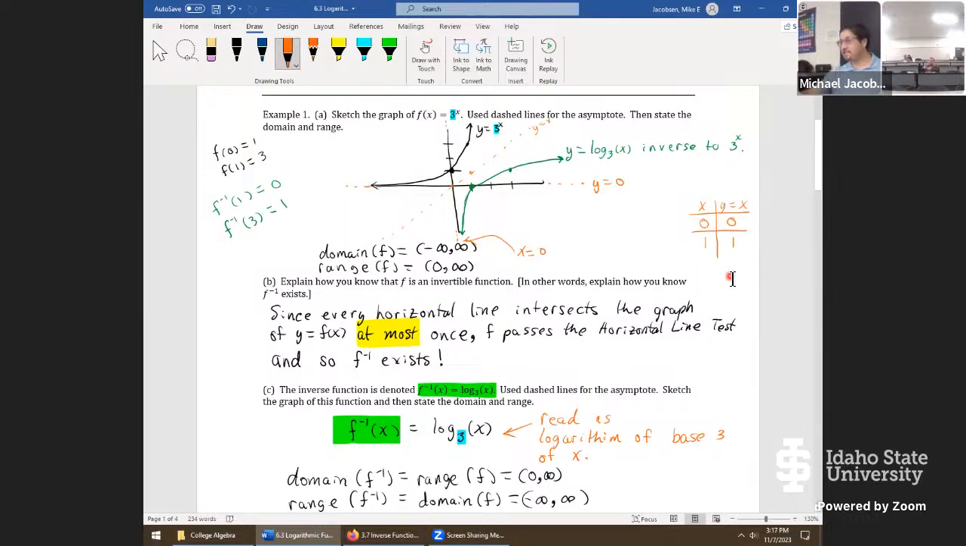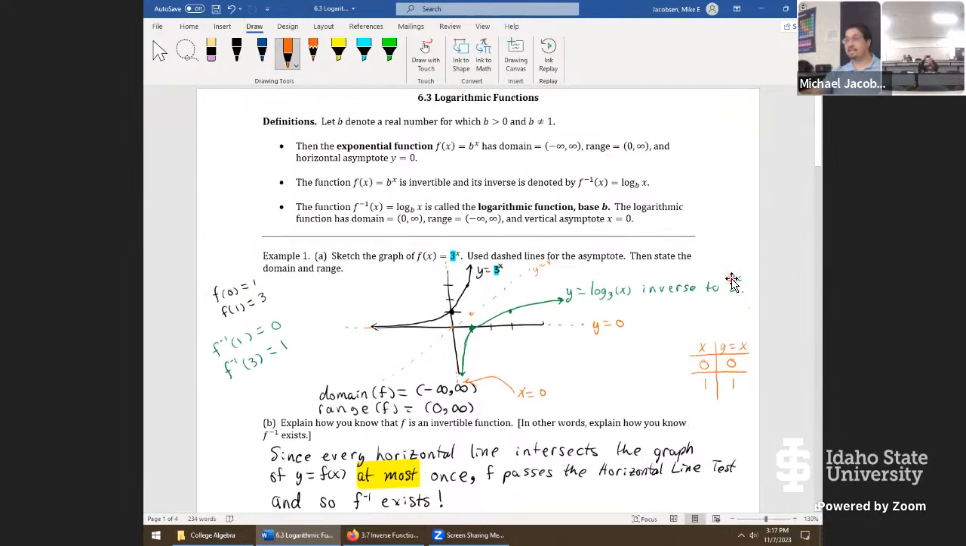Okay, well, let's take a look at the huge definition up above once again. The definition says b is going to be a real number. It has to be positive. It cannot equal 1. All that information is just to give us a bona fide exponential function, like 3 to the x. So then it tells us that exponential function has that domain and range, and a horizontal asymptote at y equals 0.